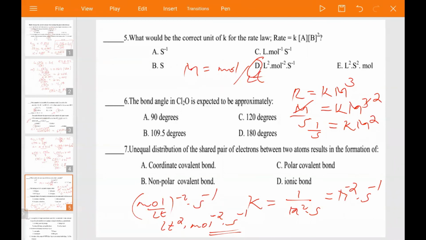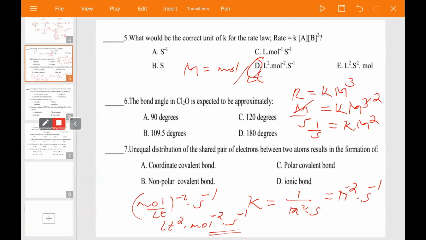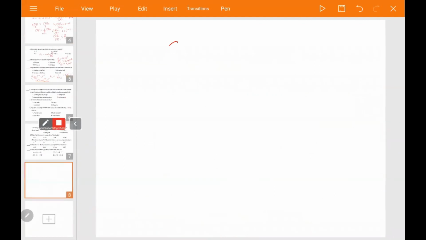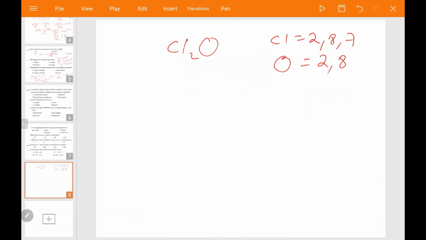Okay, number 6. The bond angle of Cl2O is expected to be approximately what? Now to predict the bond angle here, first you have to draw the Lewis structure. How can you draw the Lewis structure? Here the electron configuration of chlorine is what? Chlorine is 17 and oxygen is 8.